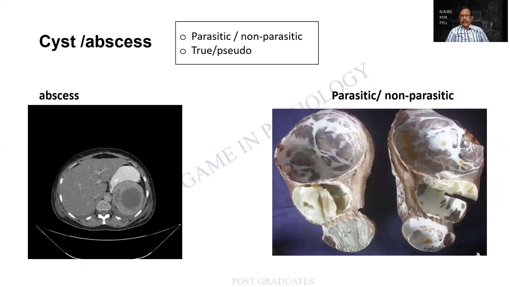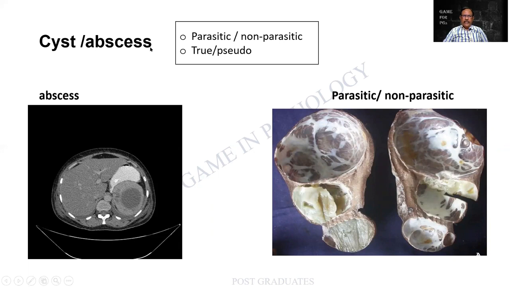Non-neoplastic, again we are continuing. There can be a solid lesion or a cystic lesion. And whenever we see a cyst, it is supposed to be a hollow lesion that is lined by an intact epithelium. That is called a cyst. Otherwise, it can turn out to be an abscess.